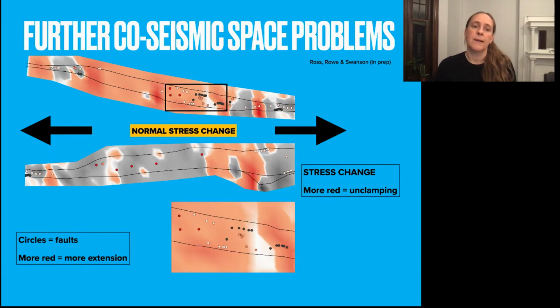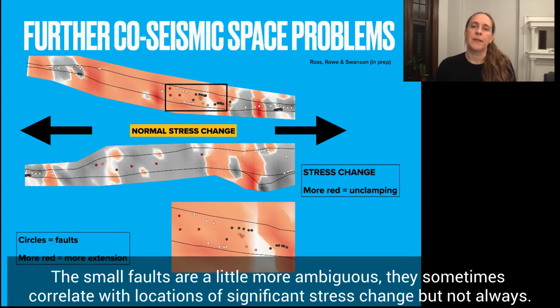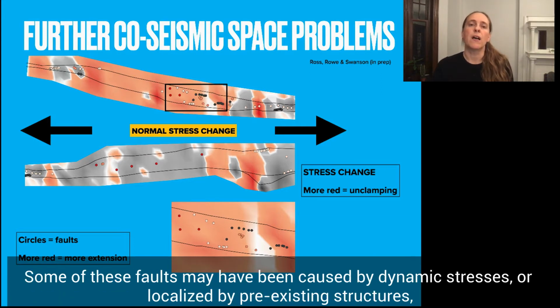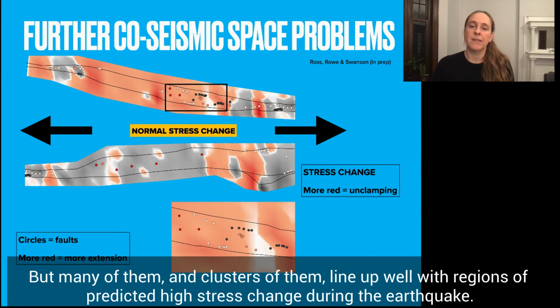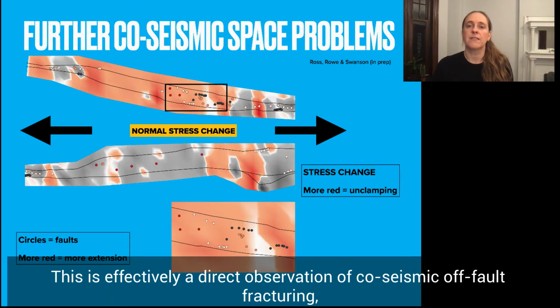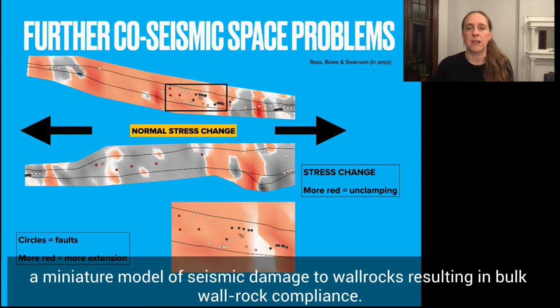The small faults are a little more ambiguous. They sometimes correlate with locations of significant stress change, but not always. Some of the faults may have been caused by the dynamic stresses, or they could have localized on pre-existing structures. Or some of them may not be associated with these earthquakes at all. But many of them, and clusters of them, line up well with the regions of predicted high stress change during the earthquake. This is effectively a direct observation of co-seismic off-fault fracturing, a miniature model of seismic damage to wall rocks, resulting in bulk wall rock compliance.